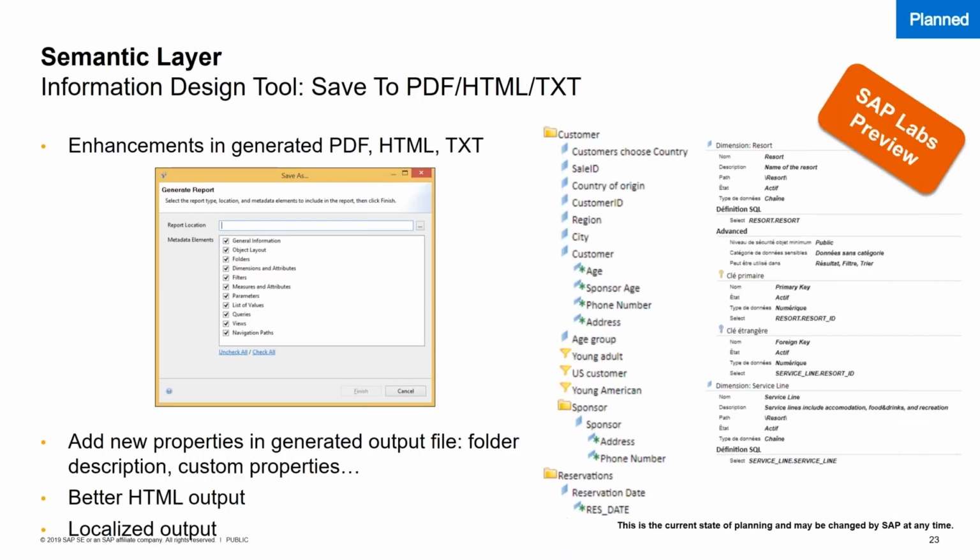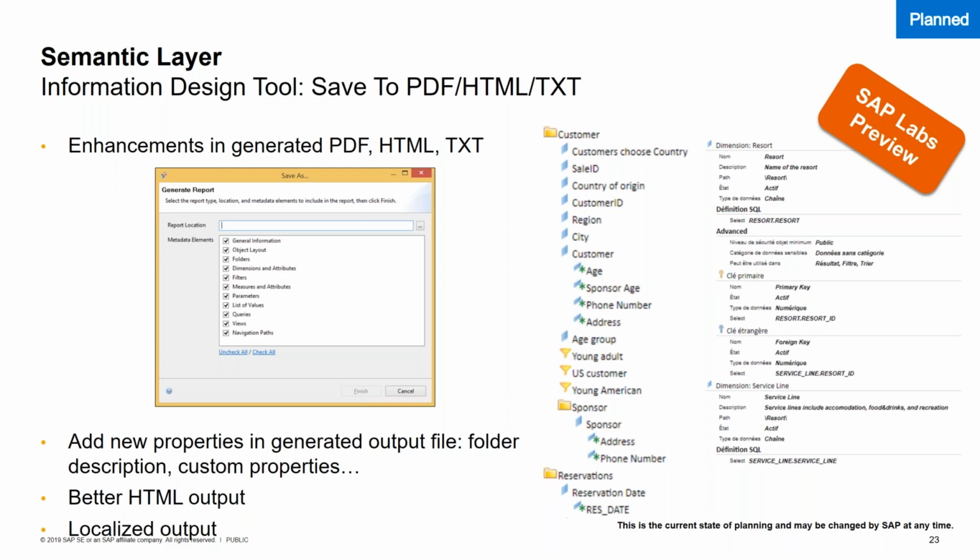Okay, another bunch of cumulative enhancements in IDT. This is all about when you want to save your UNX to PDF, HTML, or TXT. Several enhancements have been done when you save a data foundation or your business layer to PDF, to HTML, or to TXT. Folder descriptions have been added, as well as other properties that were not saved previously. For example, fields that contain empty strings are not saved anymore.